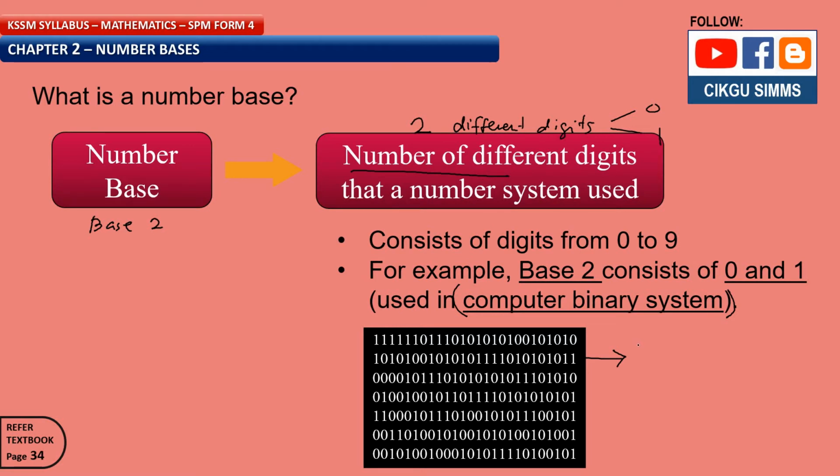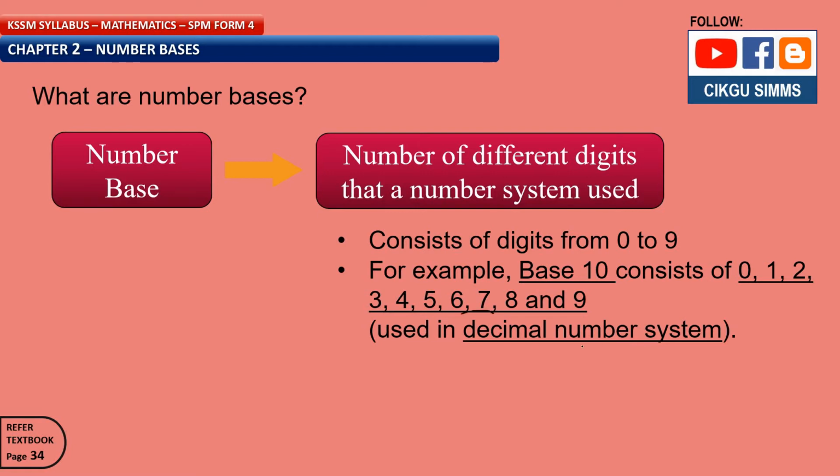Another example is the decimal number system, which is base 10. It has 10 different digits from 0 until 9. This is the number system that we use every day, so it is base 10.